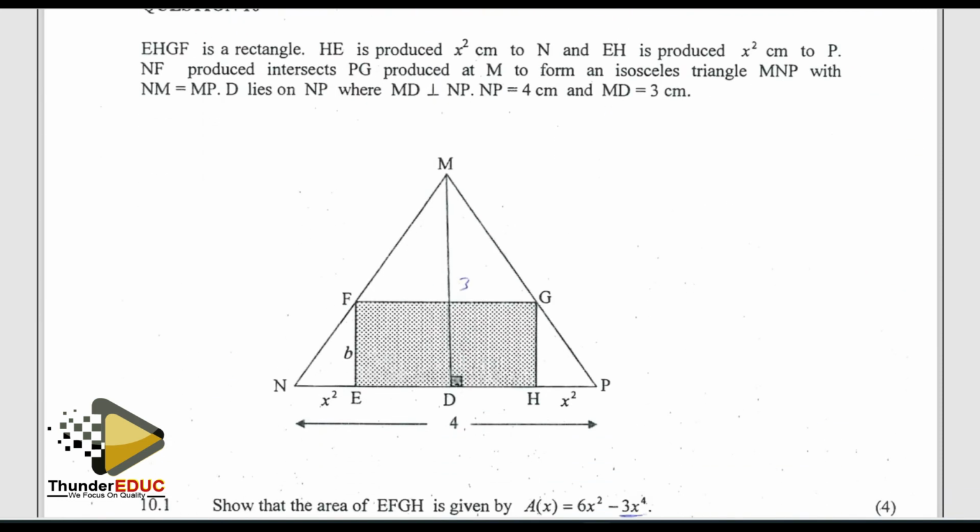Question number 10. EHGF is a rectangle, and we know some properties of rectangles. Okay, EF is produced, x squared.